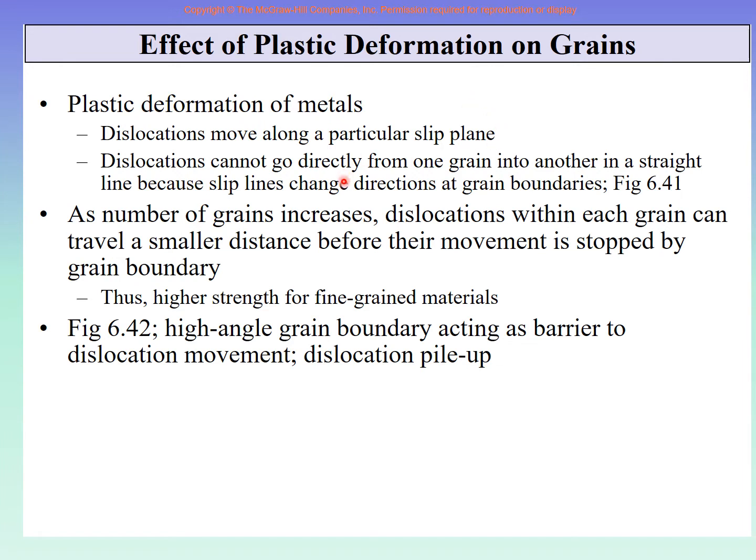So it may change shape. As the number of grains increases, dislocations within each grain can travel a smaller distance before their movement is stopped by the grain boundary. Therefore, fine-grained materials have higher strength. If a fine-grained material has lots of grain boundaries, it has higher strength. So let us see the figure.